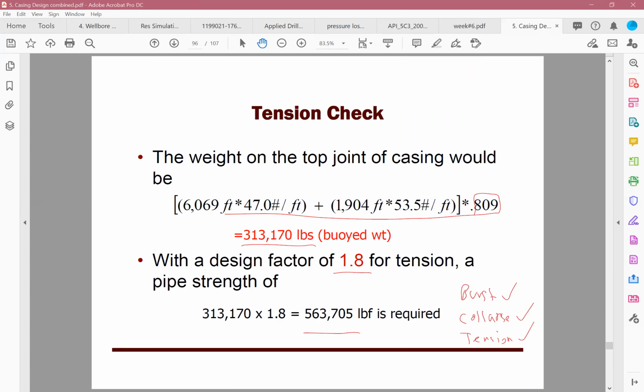The reason is that 53 is more expensive than 47. So you want to put the 47 casing to some specific depths. And that's what we did. Any questions?